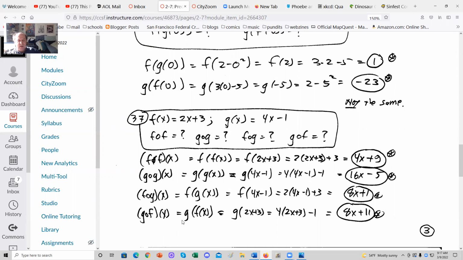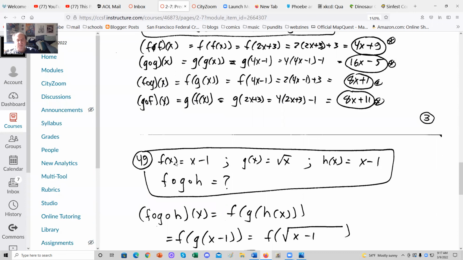g of f of x is g of 2x plus 3. And g of something is 4 times that thing minus 1. So 4 times 2x plus 3 minus 1. Distribute the 4 and combine terms, and you get 8x plus 11. Once again, the order of operations counts. f of g of x is 8x plus 1. g of f of x is 8x plus 11.